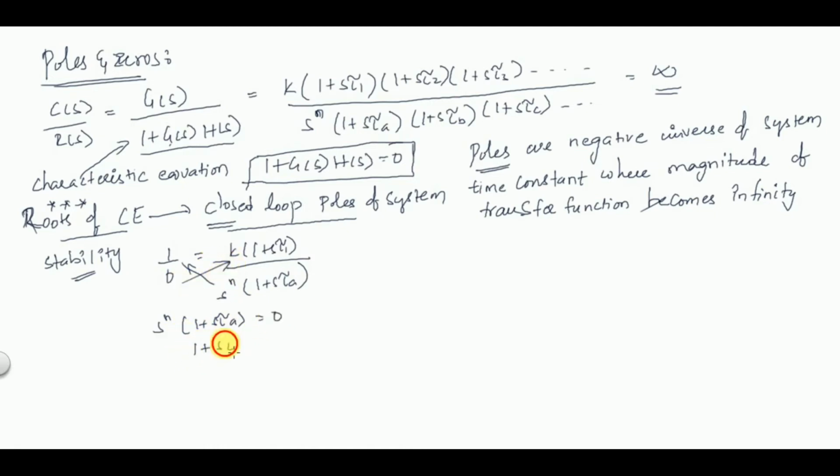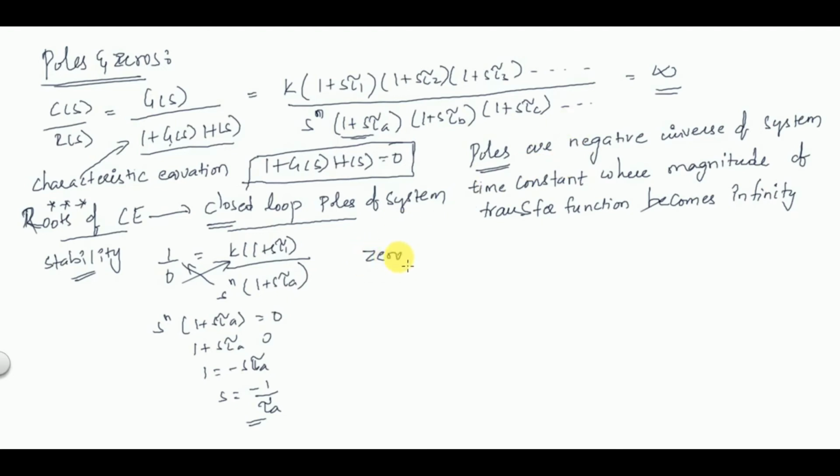So 1 + sτa becomes 0, so 1 = −sτa, or s = −1/τa. This is the negative inverse of the system time constant where the magnitude of the transfer function becomes infinity. All those are called poles. Directly also, if you substitute the denominator equal to 0, you get this only. So you can directly write this, or you can learn the concept like this.